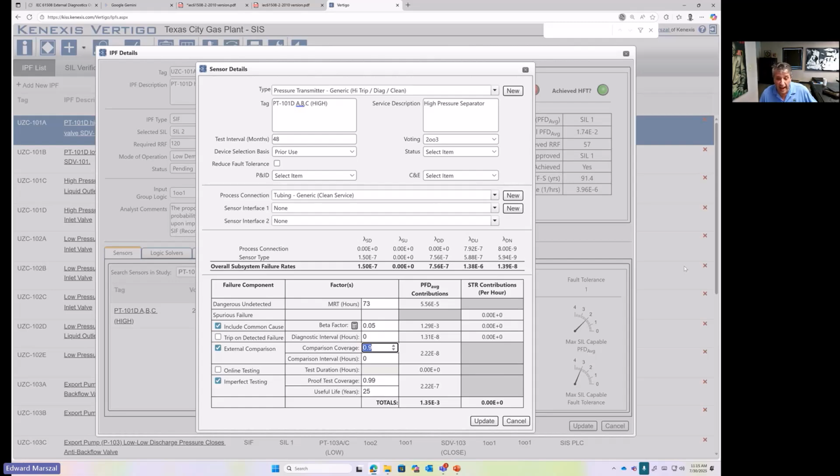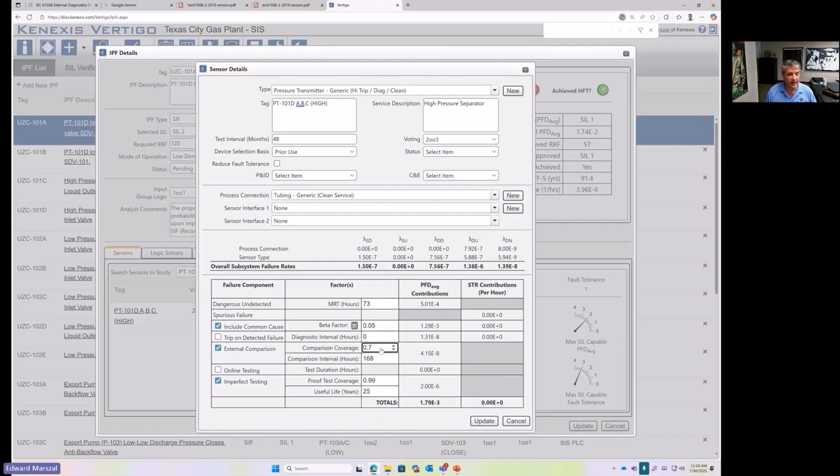So very interesting question. And the answer is yes, absolutely, you can do that. So diagnostics are partial tests. And in this external comparison box, we have two fields. The first field is what percentage of the failures can it detect? And the second item is how often is this test performed? So if you are doing a partial stroke test on a valve that happens once a week, you might say that my coverage of that test was 70%, and I am going to perform that test once a week. So once a week is going to be 24 hours times 7. That's going to be 168 hours.